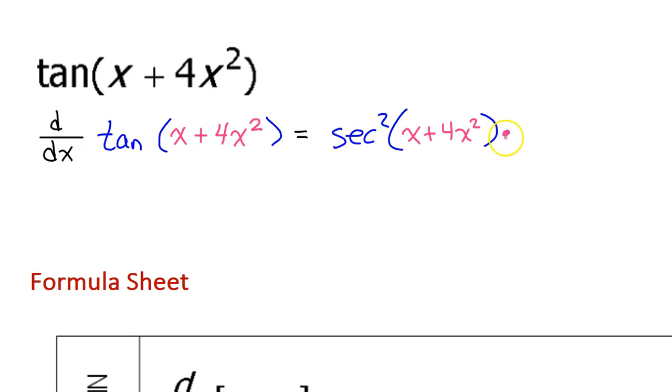But then, step 2, we multiply by the derivative of this inner function. This time the derivative will have more than one term, so we're going to need parentheses. The derivative of x is 1, and the derivative of 4x squared is 8x. And that's it.